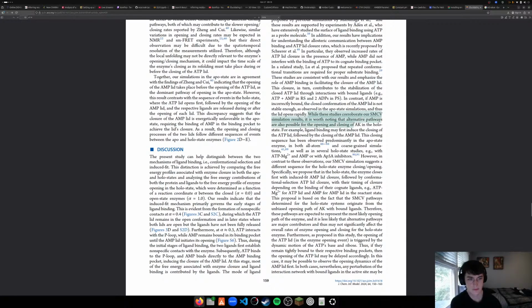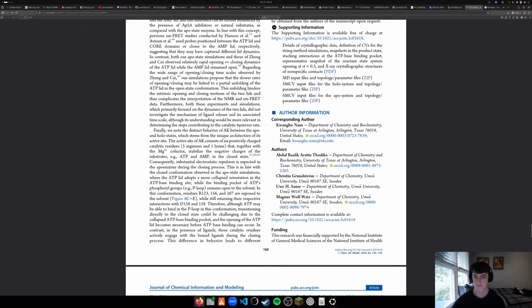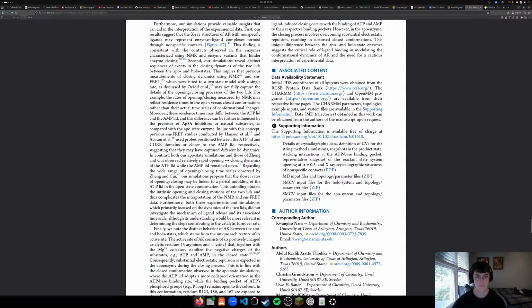It is worth noting that alternate pathways are also possible. For example, ligand binding may first induce the closing. The CHARMM parameter topologies, input, sample instance and system files can be obtained upon request.